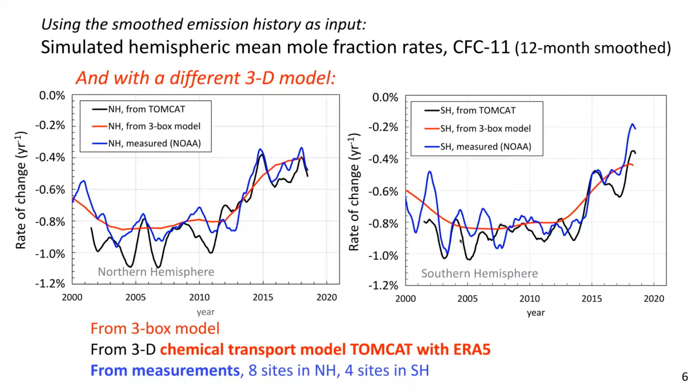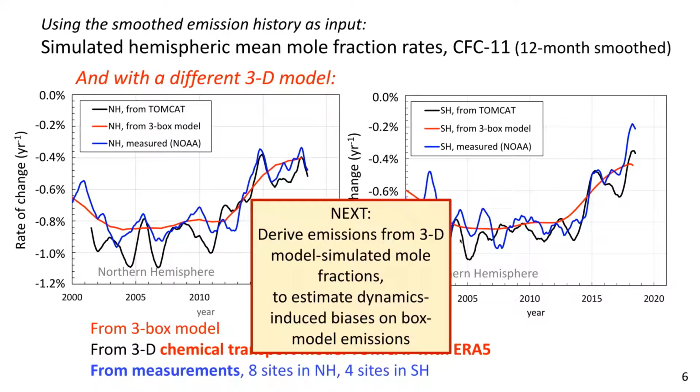So we have these two different models that we think are representing some aspects of dynamics that are captured by the observations and that add to variability in the rates of change that we're measuring for CFC11 and ultimately the emissions that we're deriving. So we're going to use these simulated mole fractions from the models to derive emissions and use those emissions as corrections on what we've derived from a simple box model analysis of the NOAA measurements. This is in the absence of, for example, a full-on global inversion.